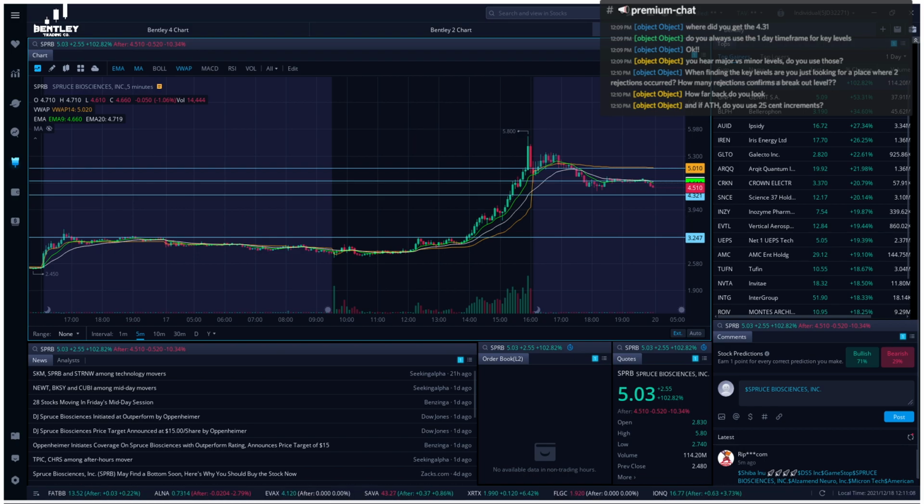When finding the key levels, are you just looking for a place where 2 rejections occurred? How many rejections confirm a breakout level? I just look at the chart. The more rejections at that level, the stronger it's going to be. So if I see 5 rejections on a chart that's coming up, I know when it does break that level, it's probably going to run pretty big. The more levels there are, the stronger that support or resistance is going to be.